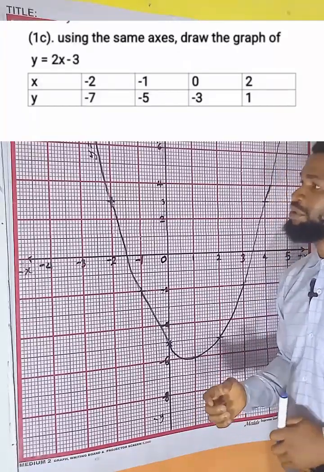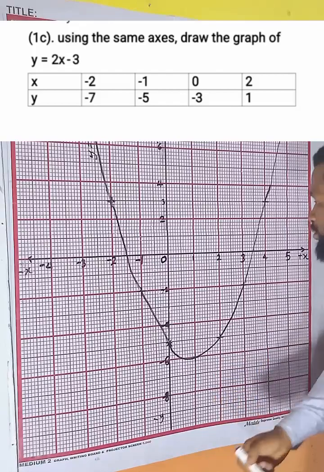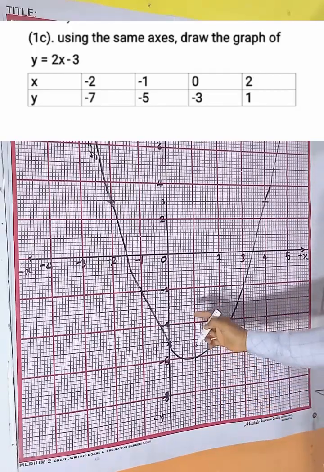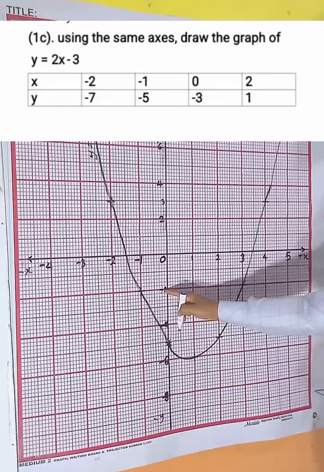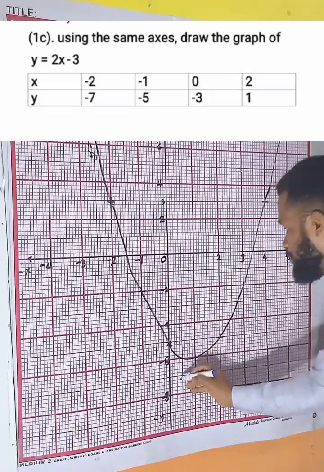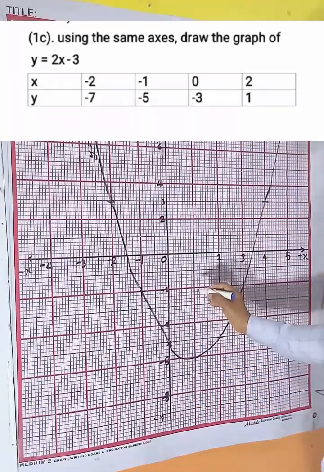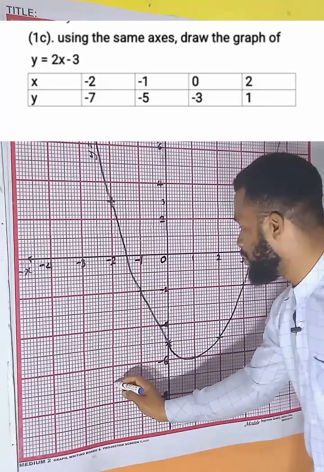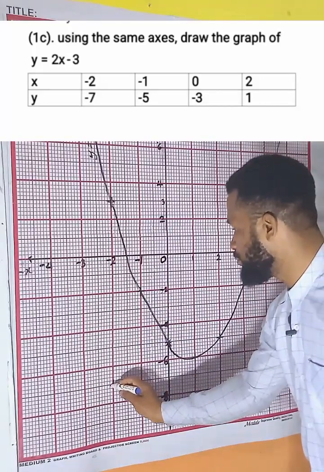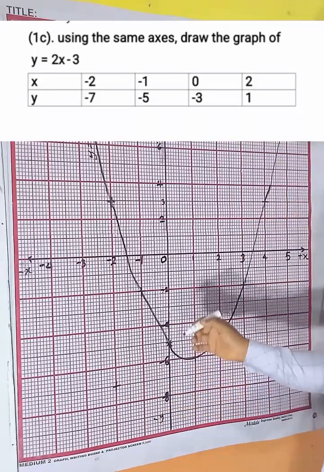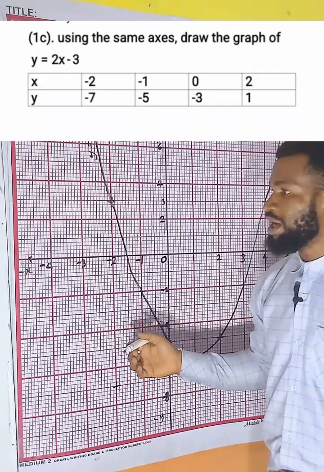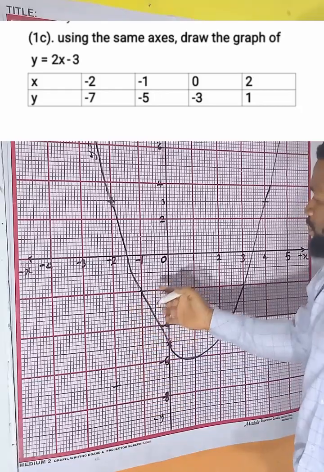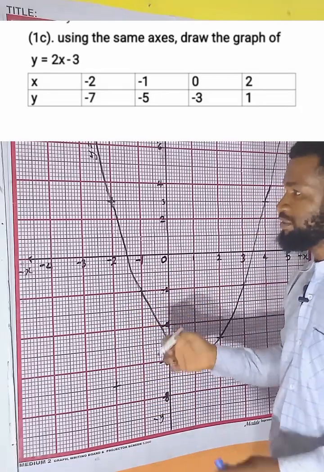From the table, we know that when x is minus 2, y is minus 7. Okay, this is x minus 2, y is minus 7. So they will meet here. So this one now is another equation, which is a straight line equation, which I'm still going to plot on this same graph. All right.